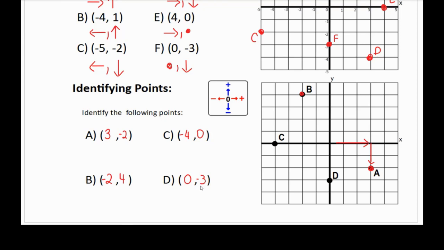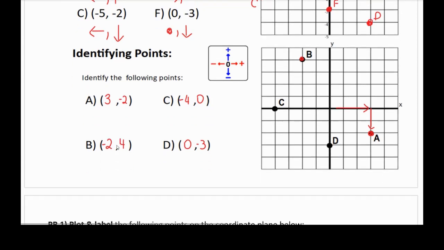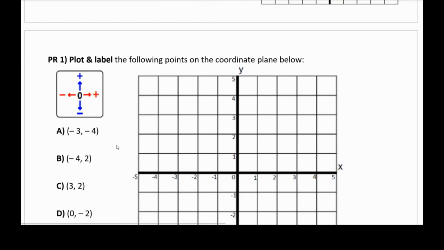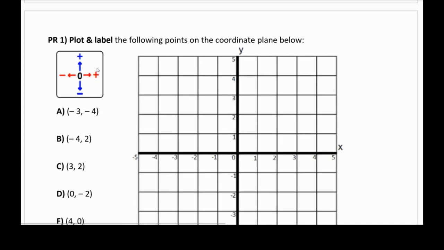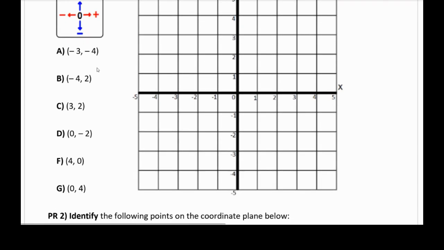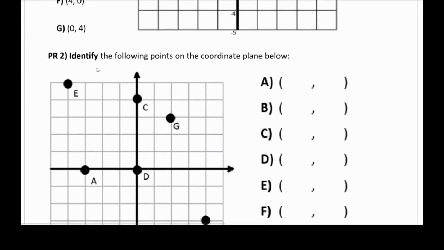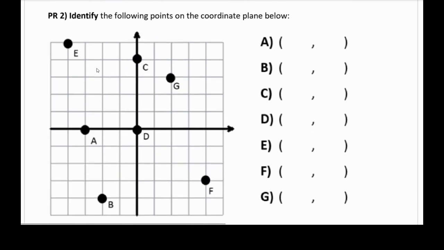Very well. So now we're going to have 2 practice problems. If you have the handout, it's on the back side of the page. The first practice problem is to plot and label the points, just like we did in the first example. And the second practice problem is just like the second example. I give you some points and you need to identify the coordinates.